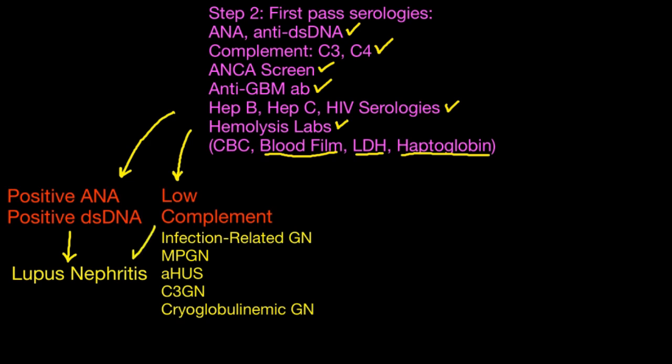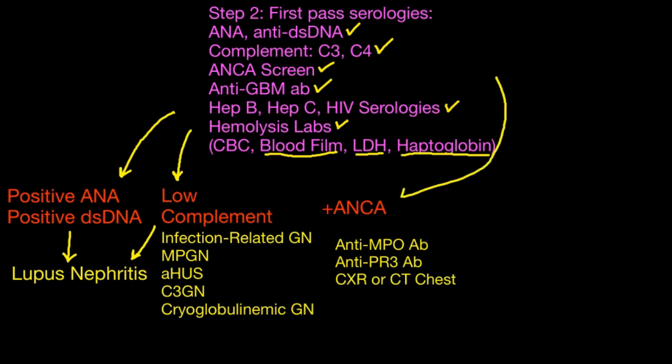So what if you saw low complements? I want you to consider these diseases as well as lupus. Next, if the patient has a positive ANCA screen, I want you to at least consider ordering the more specific antibody test. So the anti-myeloperoxidase antibody and the anti-proteinase 3 antibody are more specific for the ANCAs. And so the ANCA screen, if it's positive, you can order then the more specific test.